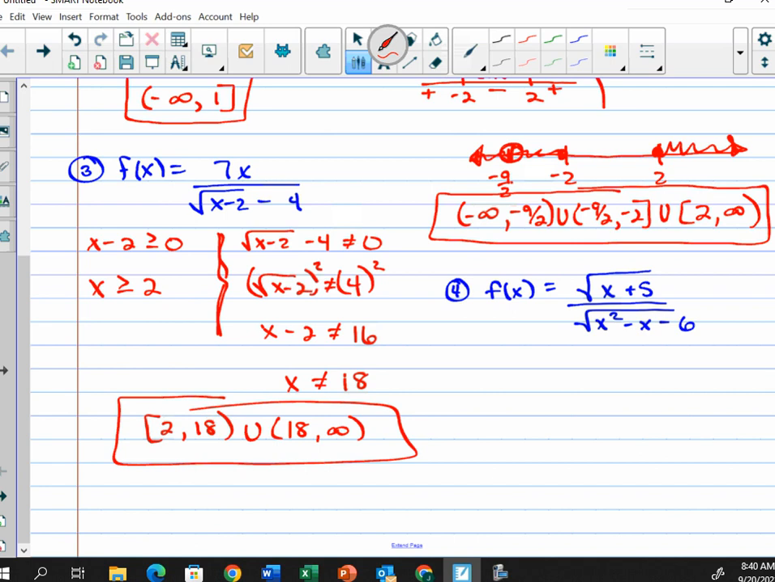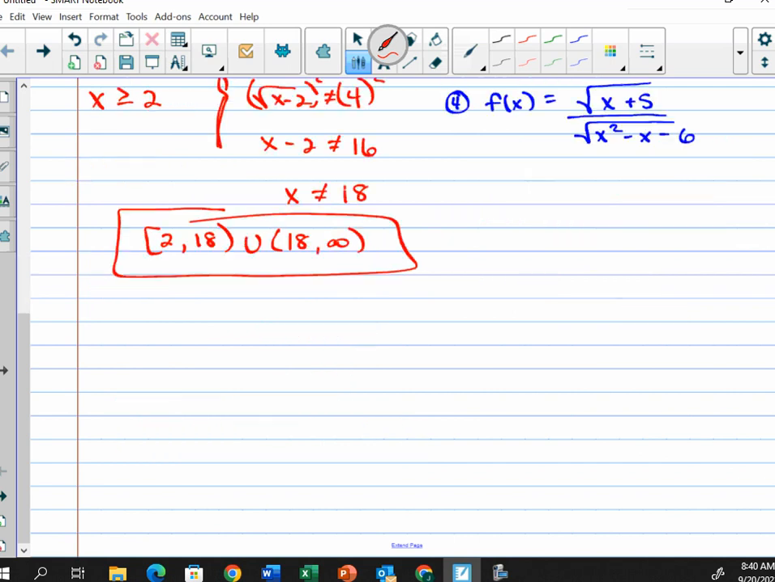Questions on that one? Okay. All right, last one. Multiple pieces here again. So the numerator we care about, x plus 5 has to be greater than or equal to 0. So that's one piece. Denominator, x squared minus x minus 6. Do you guys see how this time that just needs to be greater than 0? Right? I don't want it to be equal to 0 because then I'd be dividing by 0. No good? Okay. So this left piece, x has to be greater than or equal to -5.